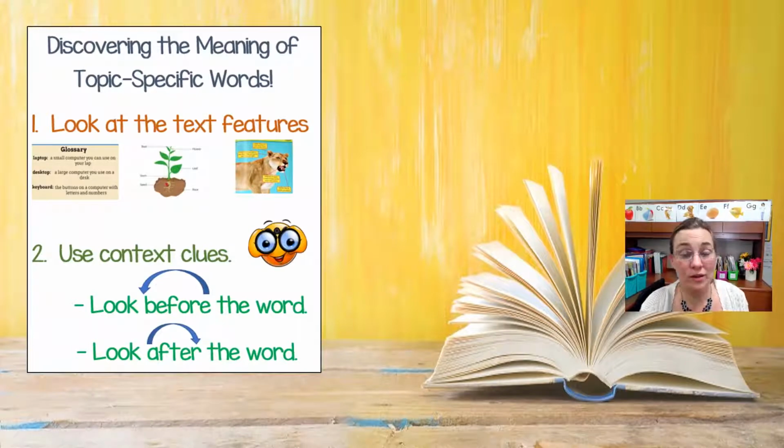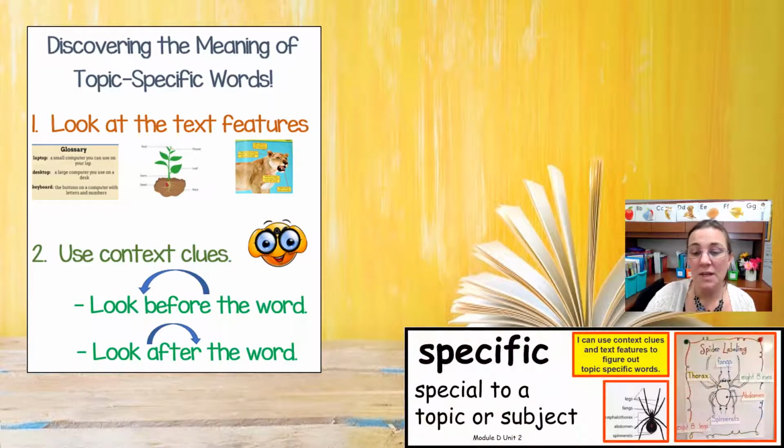I hope you're enjoying learning about so many different animals during this unit. When we're reading about a topic, sometimes there are some specific words that we have to learn in order to grow our knowledge about a topic. Specific means special to a topic or a subject. So if we're reading about sharks, there are special words that are just about sharks that we don't use very often and we might have to learn. If we're reading about spiders or about lions, there might be special words that are just about those animals, and we have to have ways that we can figure out what they mean.